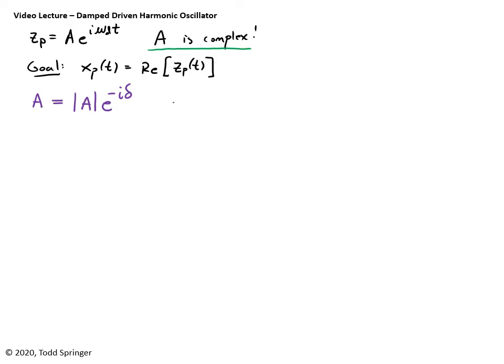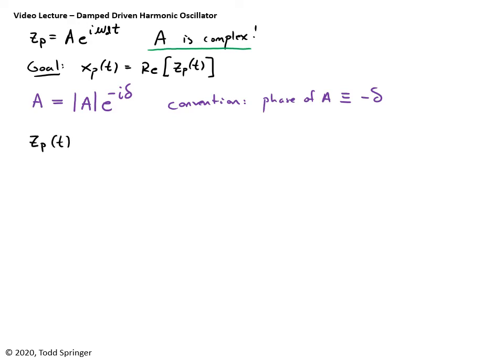So this is convention: the phase of A is defined to be minus delta. That's just a definition of that constant. So it's a complex constant, it's got a real part and an imaginary part, or you can write it as a magnitude and a phase, or modulus and a phase. So let's make use of that.